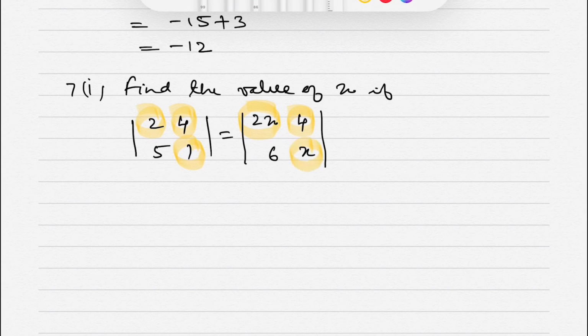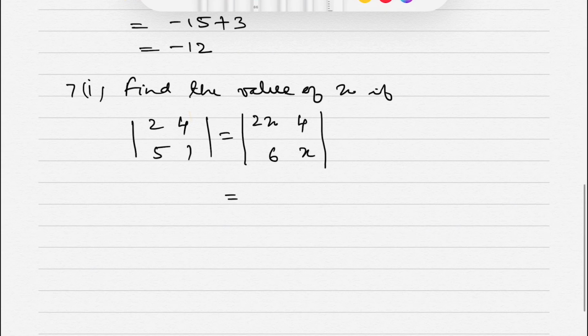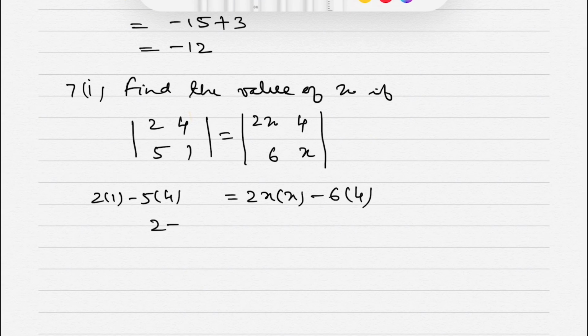But this is not a matrix, this is a determinant. If two matrices are equal, then their corresponding elements are equal. This is not so for determinants. For determinants we have to solve completely. So finding the value of determinants on both sides, we'll get 2 into 1 minus 5 into 4 on the left side. On the right side we'll have 2x into x minus 6 into 4. This is 2 minus 20. This is 2x square minus 24.